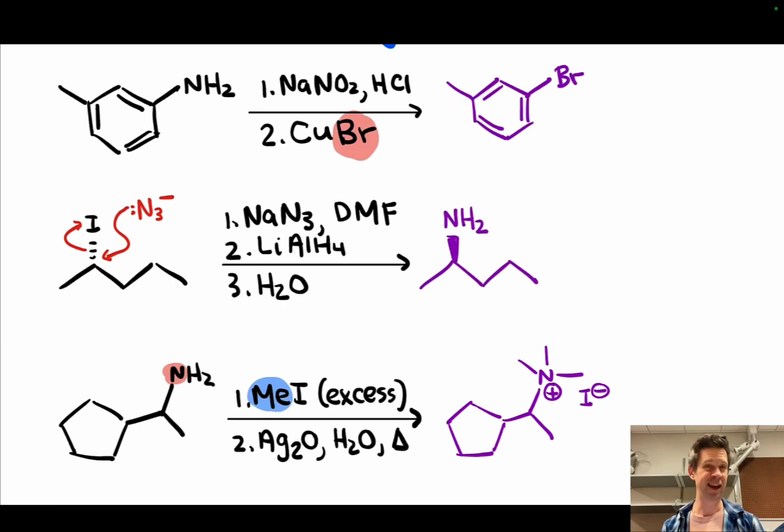But the purpose of the second step is, first of all, to take that I- out of solution. Silver plus and I- form an insoluble precipitate in aqueous solutions.